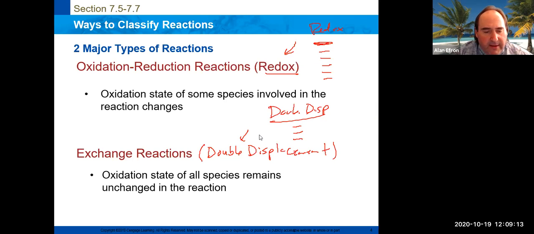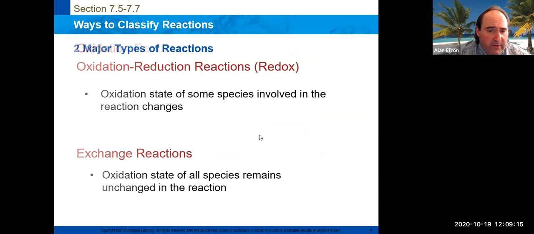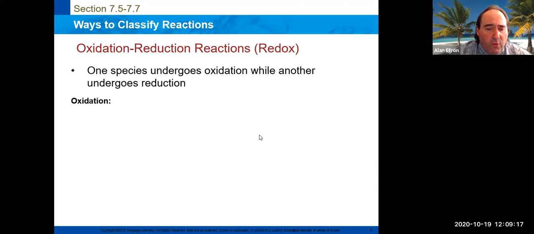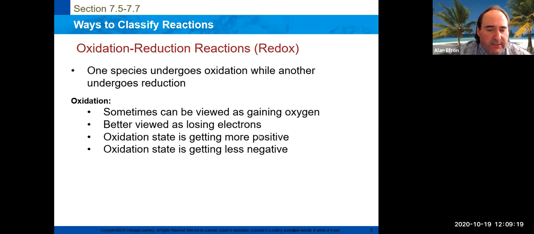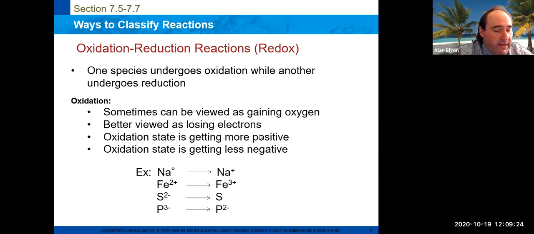So let's talk about redox first, I think, is where we're going first on this. Oxidation-reduction reactions involve really two things. They involve an oxidation occurring, and they also involve a reduction occurring. The good news about that type of reaction is if you can figure out that one thing is being oxidized, the other thing has to be reduced. They always happen together. If something gets oxidized, something is going to get reduced at the same time.